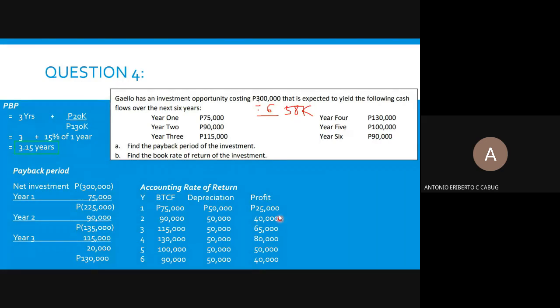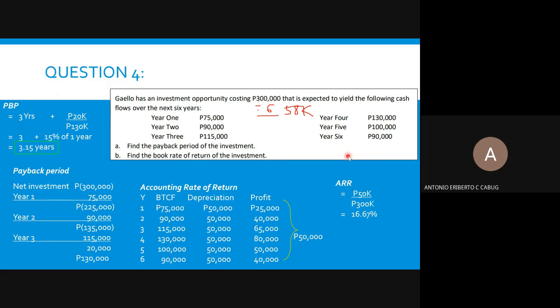Note that the profit figures are different for each year. You have no choice but to simply take the average of the six profit figures here. Your average net income per year is 50,000 pesos. So in calculating the accounting rate of return, you divide the profit by the investment. 50K over 300,000, that's 16.67%, if you are using the initial investment. But if you are asked to use the average investment, assume it will become zero by the end of year 6.